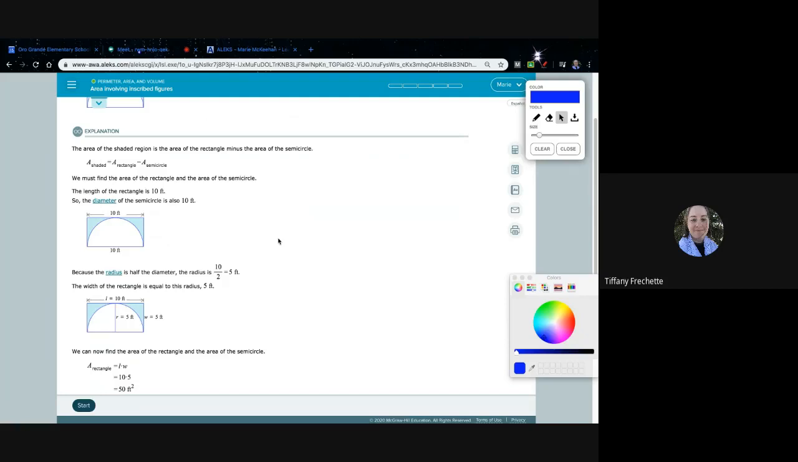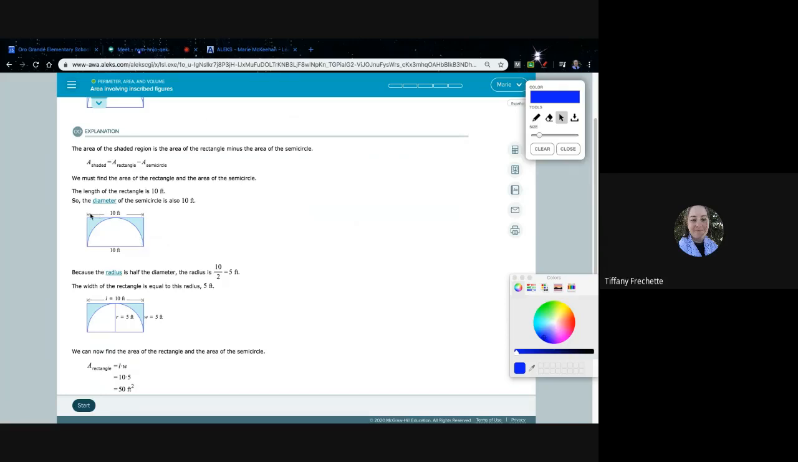So we have the area of the shaded region is the area of the rectangle minus the area of the semicircle. So we know we're going to have to find the area of the rectangle. So I know the whole thing. And then I'm going to have to take away the area of the semicircle. So that's one of the pieces there. And then we have to understand pieces of the circle in order to move forward.